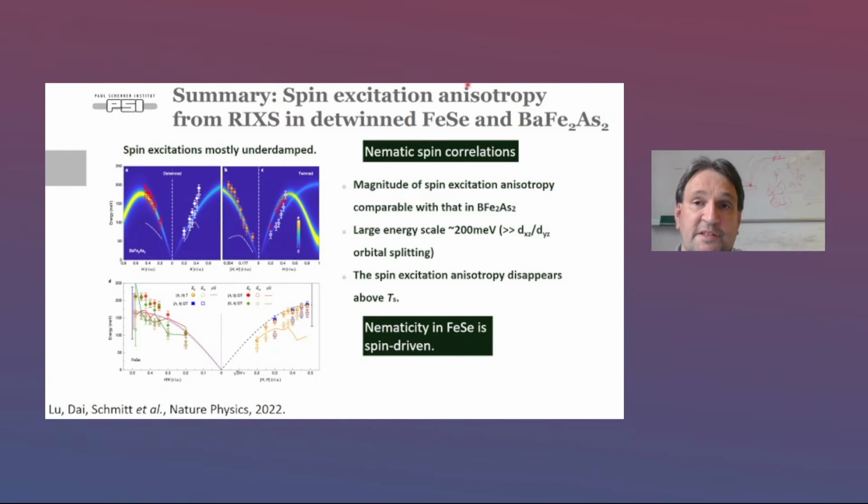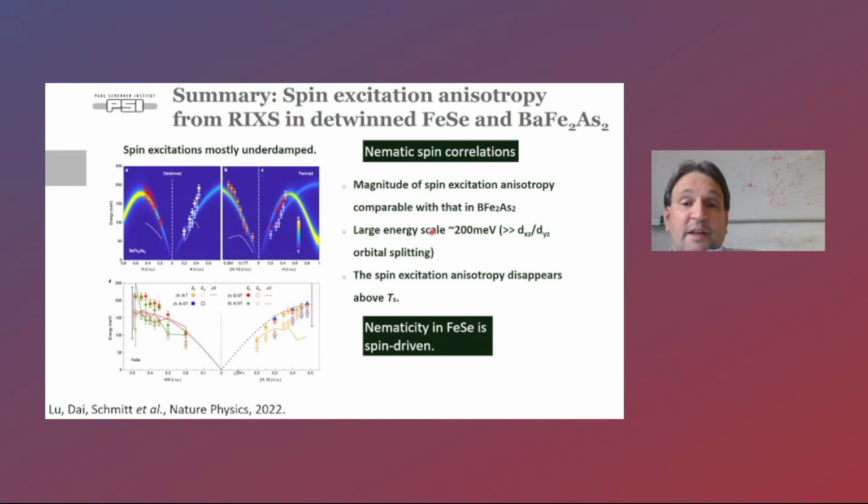I've studied the spin excitation anisotropy with RIXS in detwinned iron selenide and compared it to barium iron arsenide. We see really clear, strong nematic spin correlations not only in barium iron arsenide, but also in iron selenide. The magnitude of the spin excitation anisotropy in iron selenide is comparable to barium iron arsenide. In both cases you have a large energy scale of the high energy spin excitations, and in iron selenide this energy scale is much higher than the energy scale of the dxz, dyz orbital splitting.